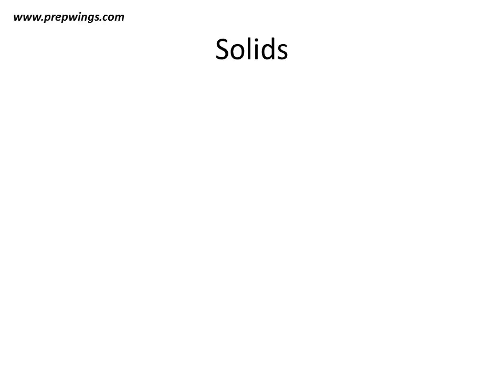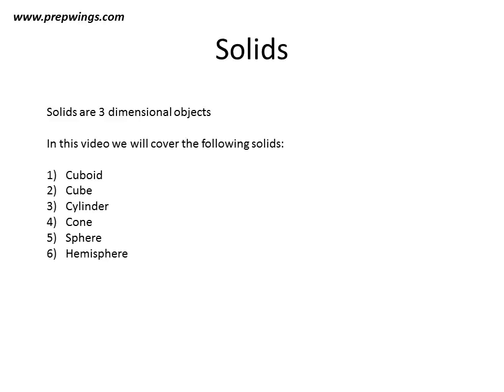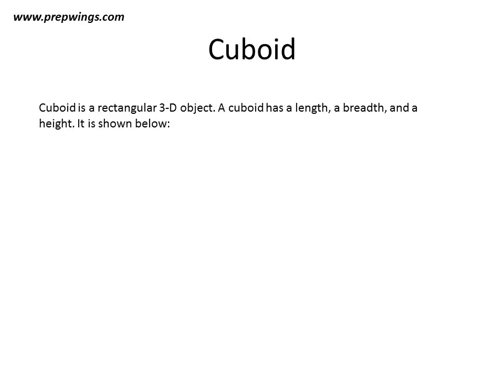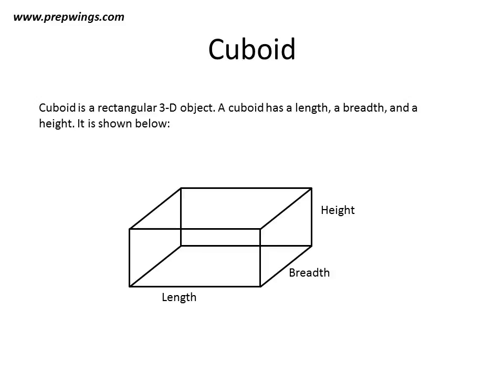Okay, in this video we'll cover the topic solids. So solids are three-dimensional objects. In this video we will be covering cuboid, cube, cylinder, cone, sphere and hemisphere. So a cuboid is a rectangular 3D object and it has a length, breadth and height. It is shown below. If you see, this is like a rectangular box. That is what a cuboid is in reality.